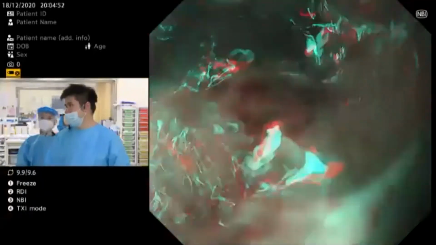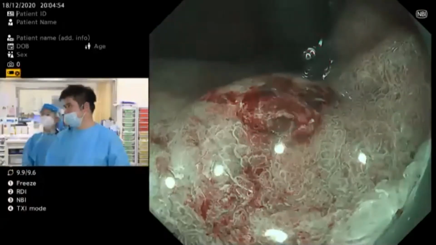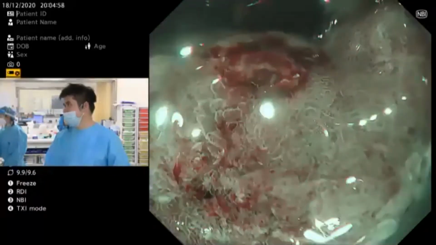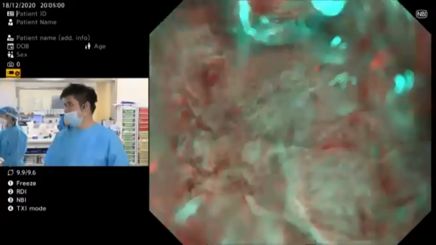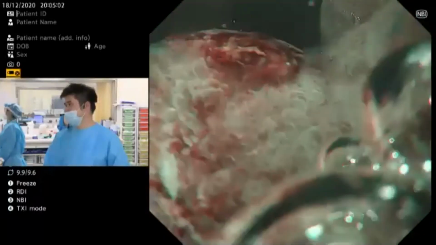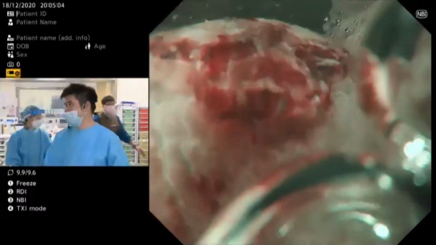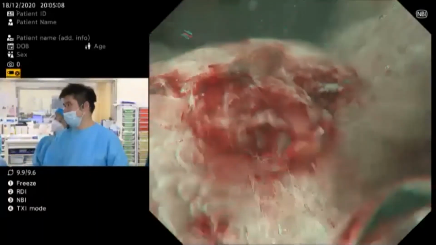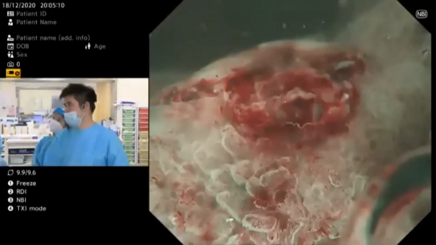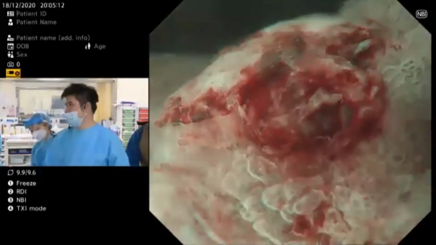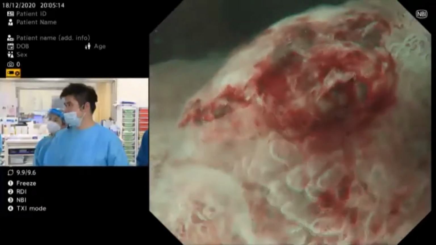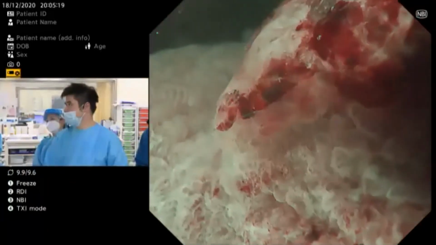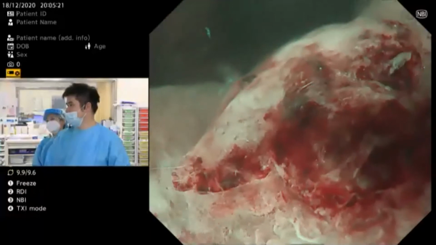Sometimes you can add in water because the water actually gives you even better magnification, and it also reduces the reflection of light in the air. So I magnify a bit more. From normal to abnormal, it's a bit difficult to see because of the clots on top. But here you can see some abnormal vessels in the center, though it's covered by clots.